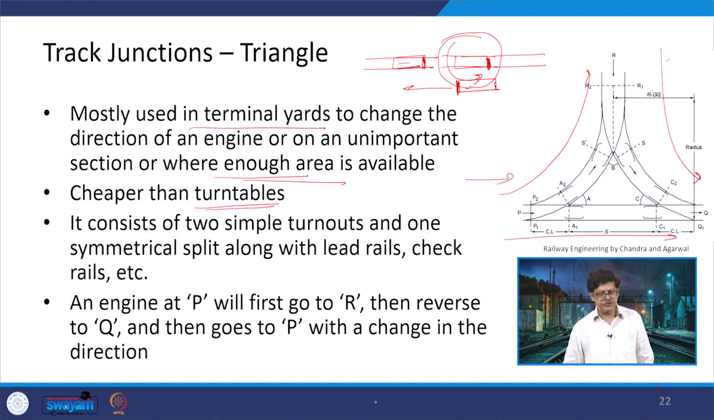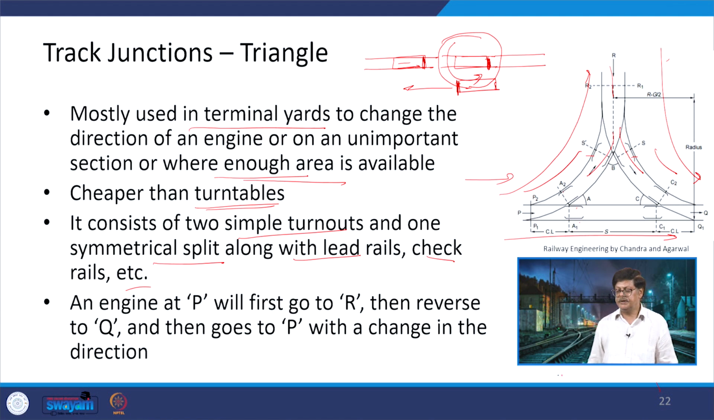Now, what it consists of is two simple turnouts, say one here and one here, one symmetrical split. So, from this direction, if you understand, there is a split in this form with lead rails, jack rails, etc. So, you can see by yourself that there is a crossing here. So, wing rails will be there, there is a jack rail here, similarly a crossing, wing rails and jack rails on the other side also.